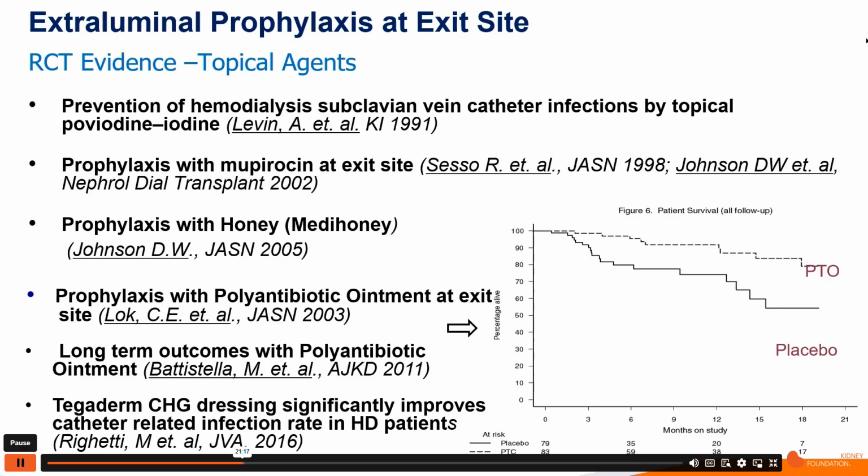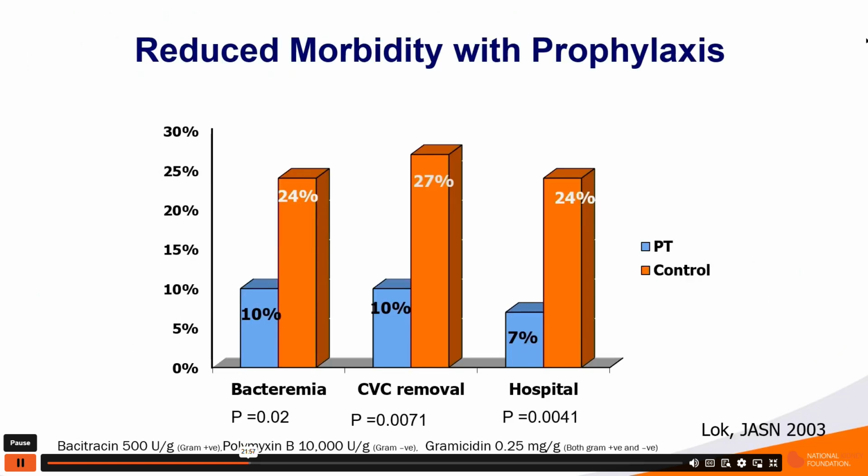There was another study looking at Medihoney, which is expensive, and you have to get a certain type from New Zealand, and it demonstrated equivalent reduction in bacteremia as mupirocin. Then we did a study using polysporin triple at the exit site, and you can see the figure next to it. We actually showed that by reducing bacteremia, we're able to reduce mortality in patients with bacteremias. And then we also showed that we can continue this through a long-term study. And recently there was a study looking at Tegaderm CHG dressings, which also improved catheter-related infection rates in hemodialysis patients. And this is just the polysporin triple study that demonstrated a reduction in bacteremias, catheter removals, and hospitalizations.